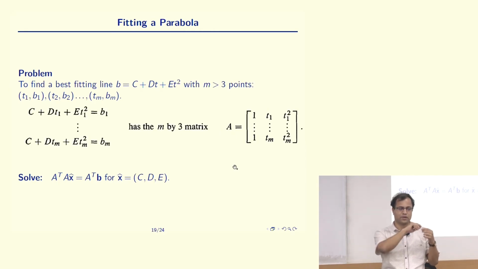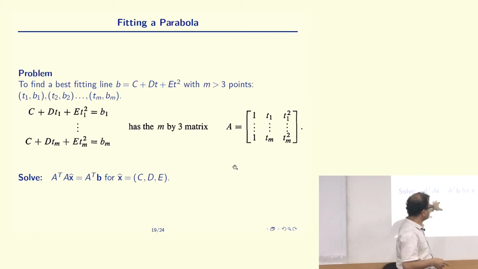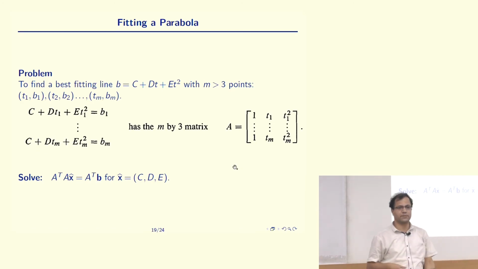If you want to approximate with a parabola, then you will have 3 parameters, right? Here also you will have, say, 100 by 3 dimension of the matrix. Most of the time it will not have a solution, and you compute the best x cap using this formula, this system of normal equations, and that will give you the best C, D, and E, which will give you the best parabola.